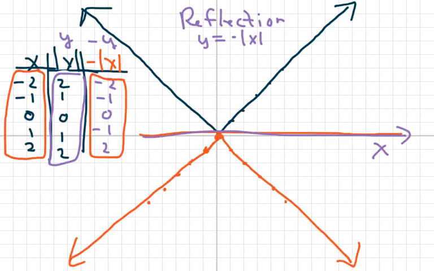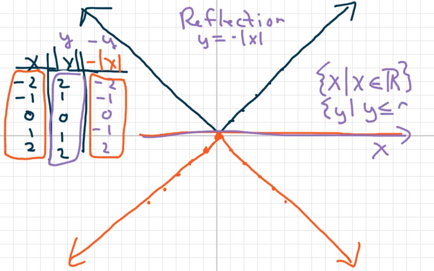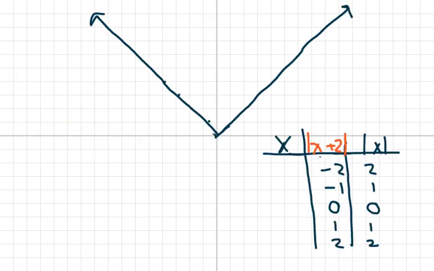Oh, let's go back to this. Let's talk about the domain and range. The domain is still all real numbers. So the domain, and I'm going to go ahead and write it this way. X, that tells you it's the domain. So X is all real numbers. That's a C with a line through it. It's the inclusion sign. And the range is our Y values, is Y is less than or equal to 0. And it's a reflection.